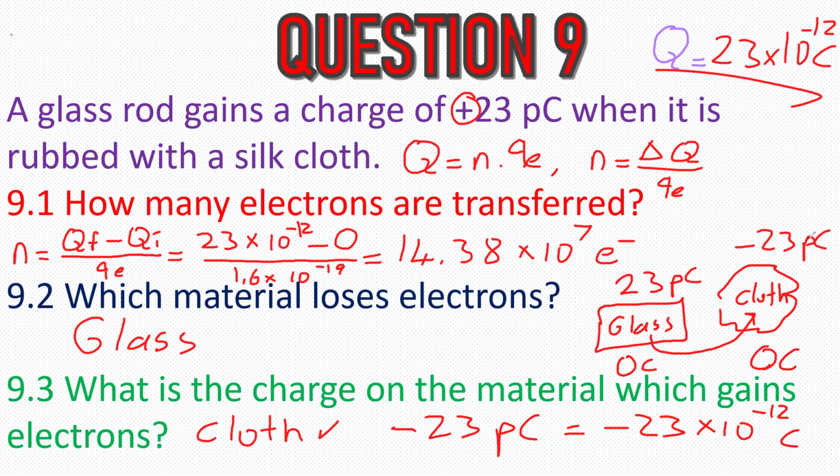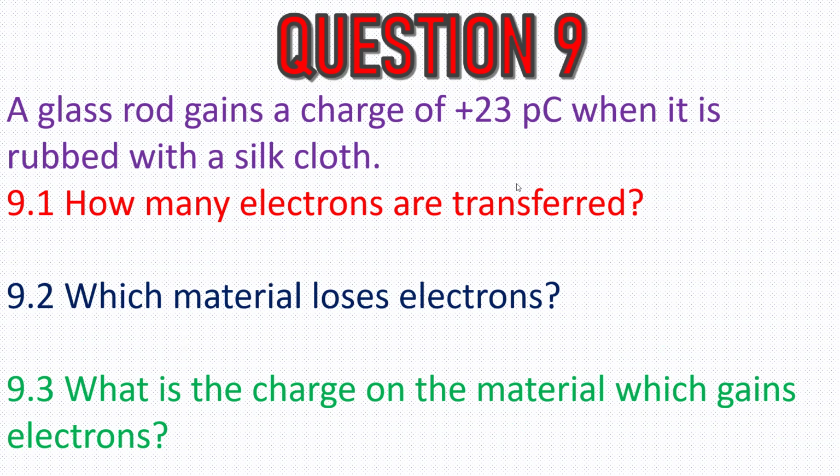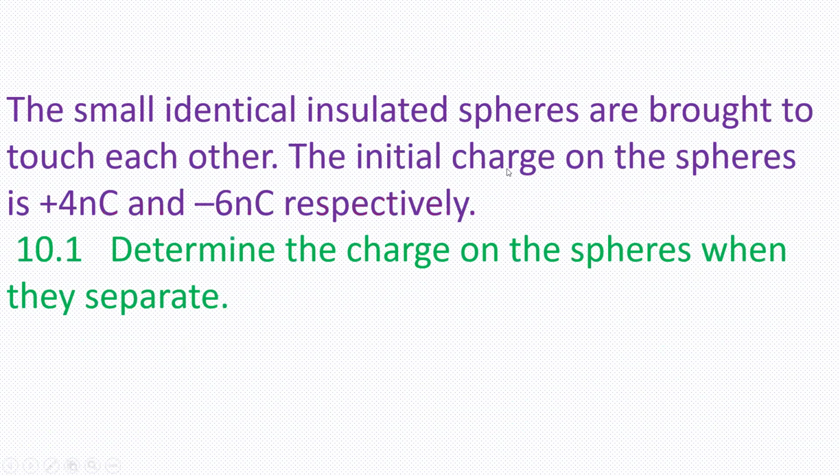All right, question 9. Long question done. I hope everything is fine. Calculating how many electrons transfer using this one. Which one loses electrons, getting positively charged? Which one gains electrons, getting negatively charged? Question 9 done. I think we should slow down.